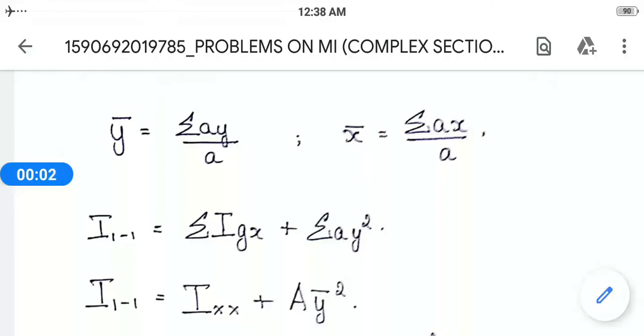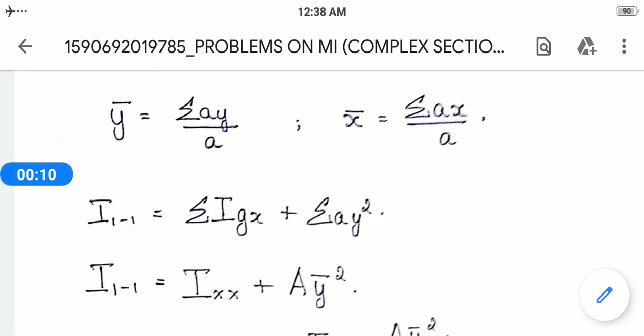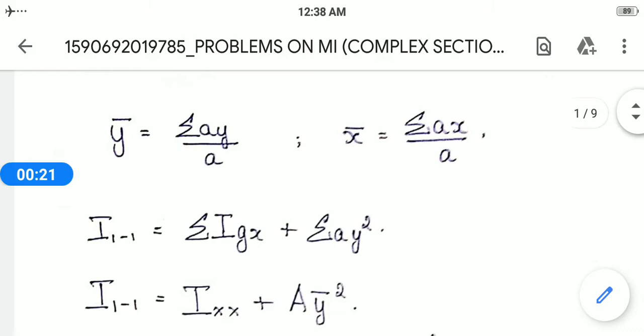Friends, in this video, we are going to see the problems on moment of inertia and radius of gyration. But what is the variation between the previous class and this class is this is your complex problem. That is, we have to detect some part of that. That means we have to reduce some part to get the original lamina of the structure.